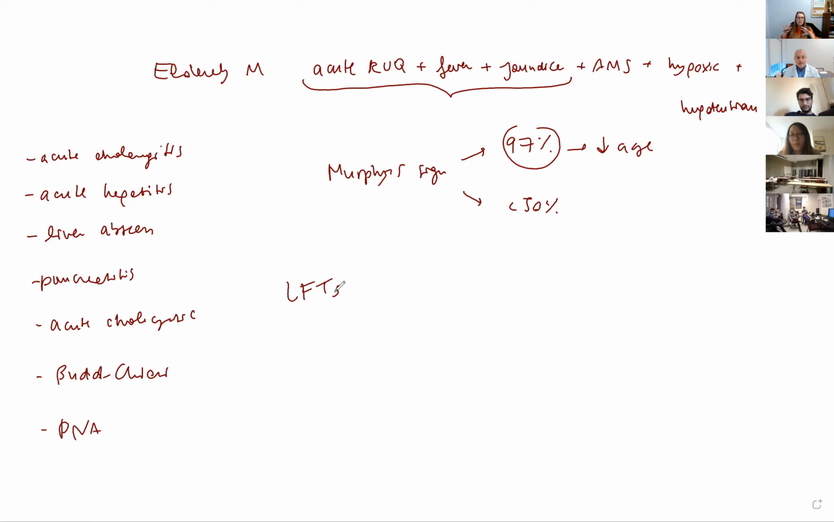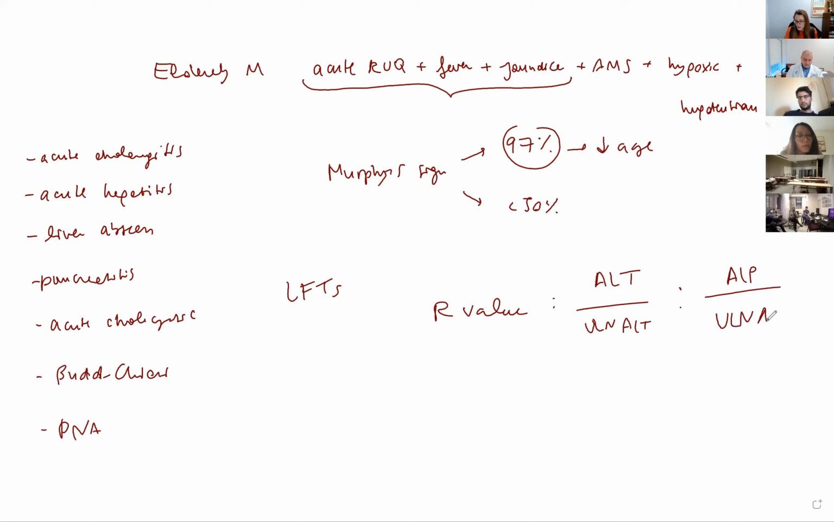Sometimes it's very difficult because they're all similar. So a way that we can calculate and differentiate a hepatocellular versus a mixed versus a cholestatic pattern is to calculate something called the R value or R factor. We use the ALT of the patient, because that's much more specific to the liver compared to the AST that we can find in other organs, divided by the upper limit of normal of the ALT, which should be around 33 for men. Then we divide this by the ALP of the patient over the upper limit of normal ALP.